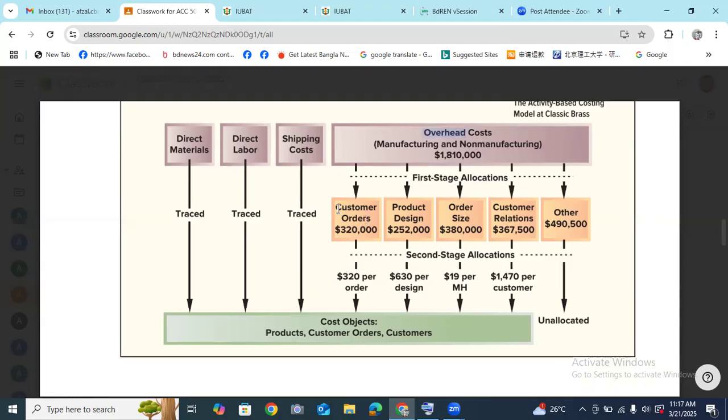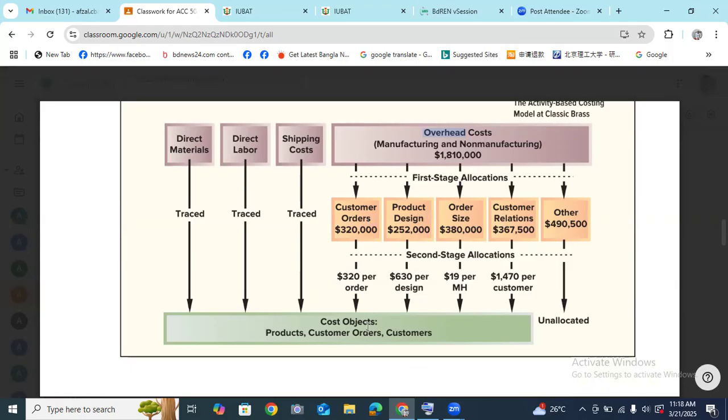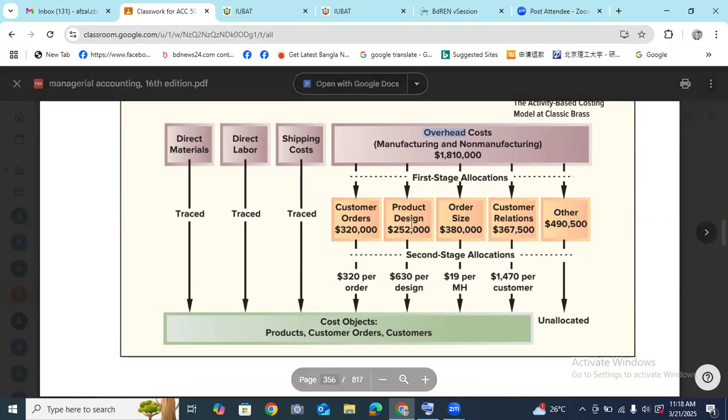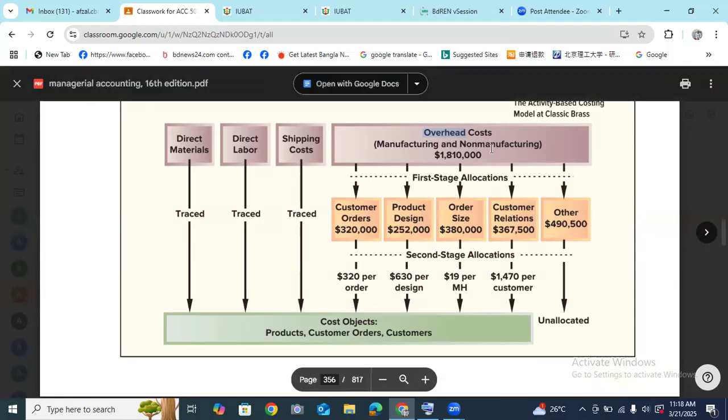So first of all, manufacturing overhead cost, we divide it into different cost drivers, according to different activities. Customer order, that means number of orders; according to the number of orders, we assign the manufacturing overhead cost. Product design, per design, is another driver. Order size per machine hour is another cost driver. Customer relations per customer. In this way, we segregate our manufacturing overhead cost into different cost drivers according to their activity, and then we assign this cost to the cost object, that means the product.